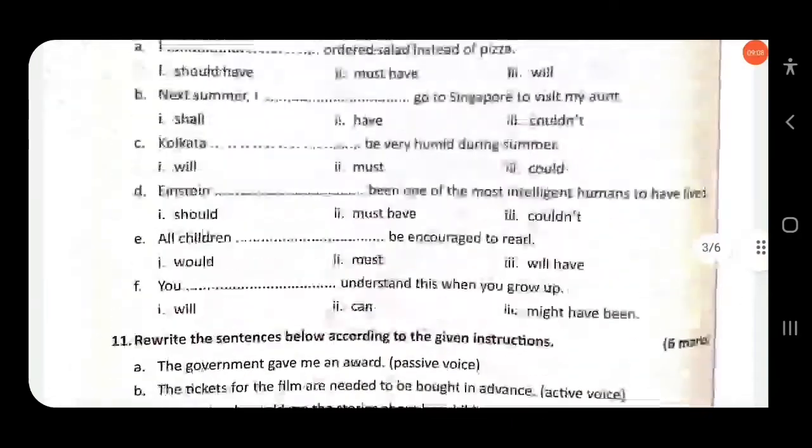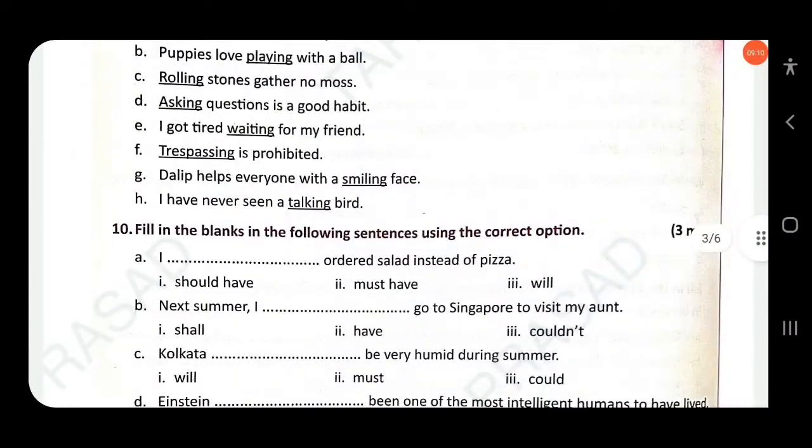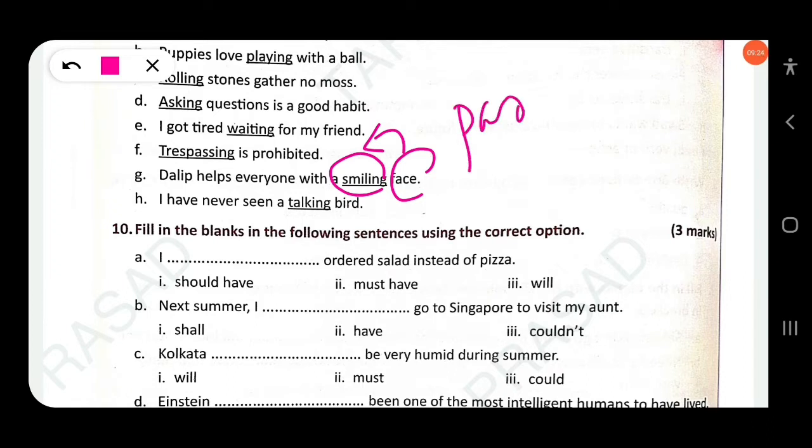The next question: the leaf helps everyone with a smiling face. As we have already discussed the same example, smiling face: face is a noun, and smiling is an adjective. Adjective means this is a participle. So the participle is used as an adjective. Clear?